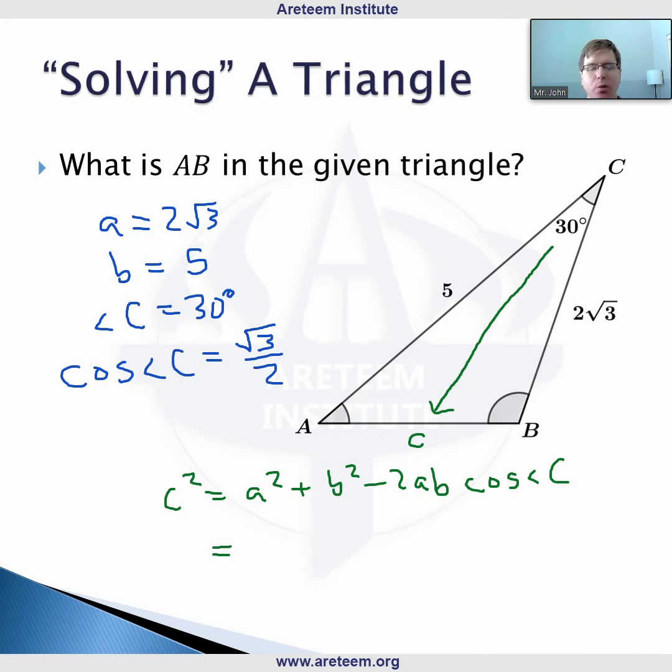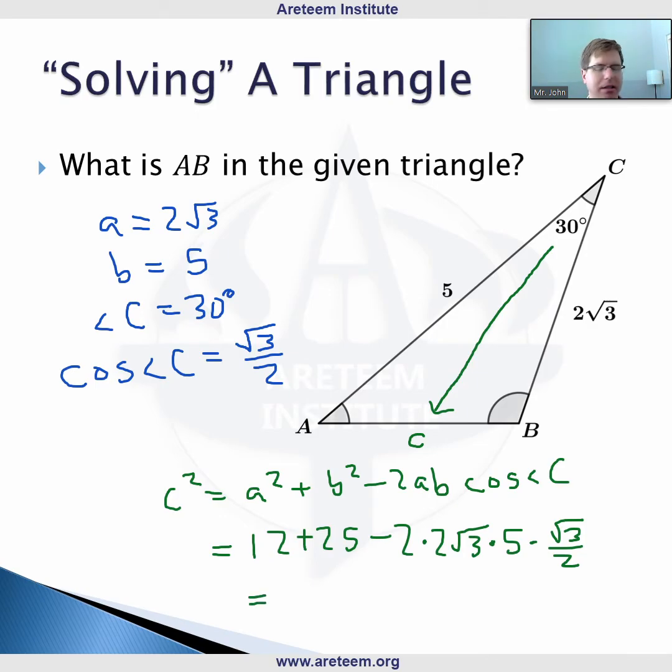So a squared, let's do this simplifying a little bit along the way. So 2 square root of 3: 2 squared is 4, square root 3 squared is 3, so this is 12. And then 5 squared is, of course, 25. And then we have minus 2 times 2 square root of 3. That looks a little bit annoying, but it looks a little less annoying in a second because we have times square root of 3 over 2 in this case.